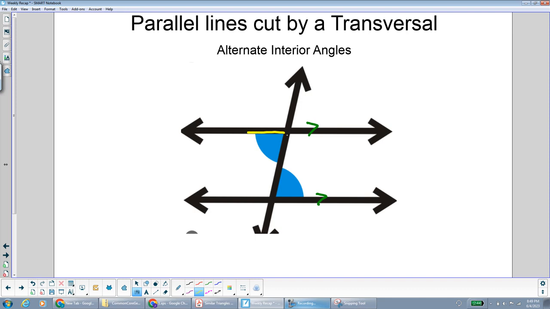Remember, if you highlight your parallel lines and your transversal, you will see either a Z or a backwards letter Z if you have alternate interior angles. They're inside the lines and on different sides of the transversal. This is something to look out for in numerical questions that involve angles and also in proofs, a lot of times in triangle and quadrilateral proofs.